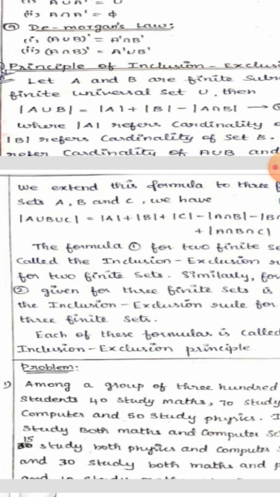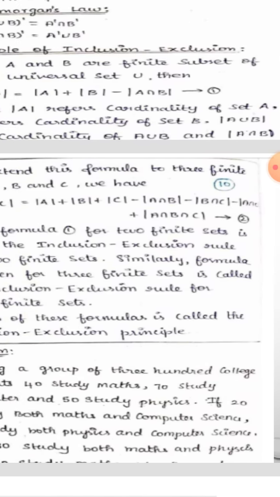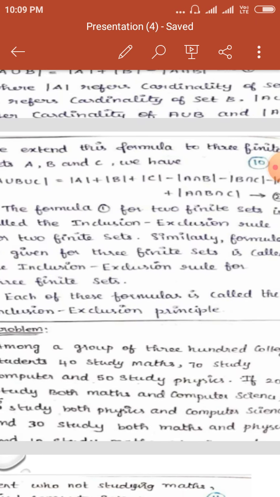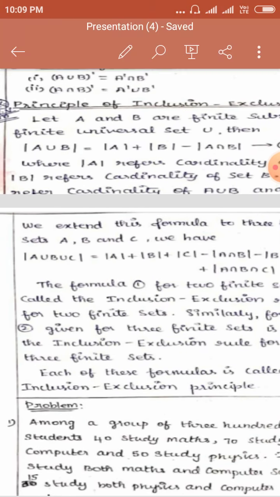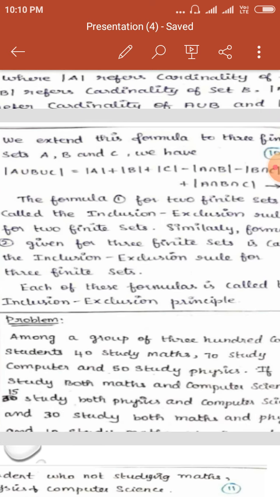So this is, you have to read it as cardinality. And cardinality B refers to the cardinality of set B. Therefore, modulus of A union B refers to the cardinality of A union B, and modulus of A intersection B refers to the cardinality of A intersection B. So this is for only two sets. We can extend this principle for three sets also. For example, where A, B and C are the three sets, we extend this formula.